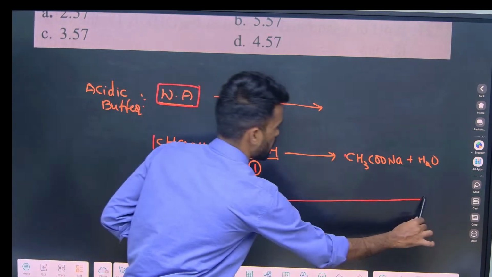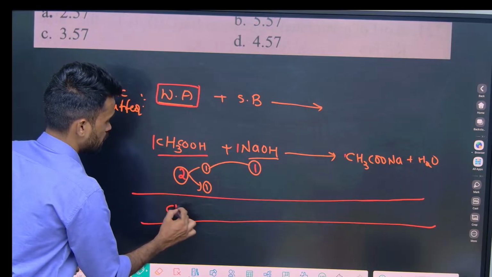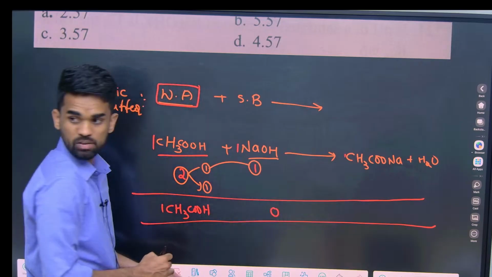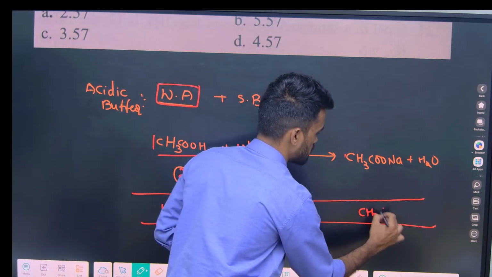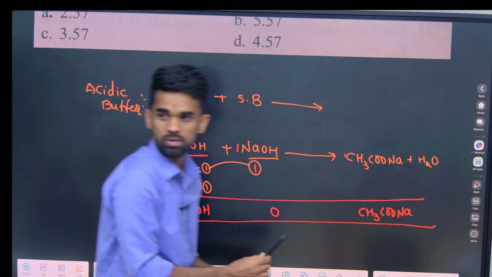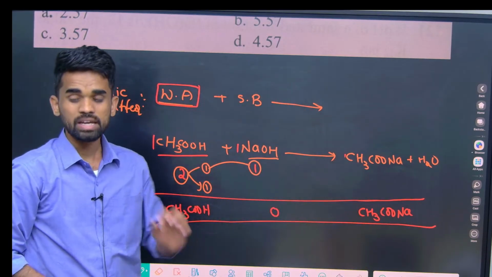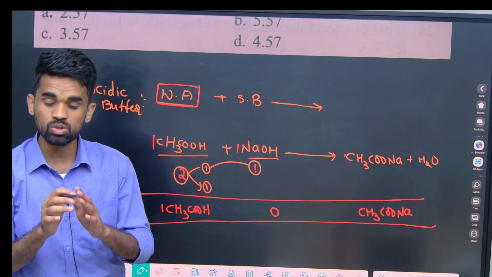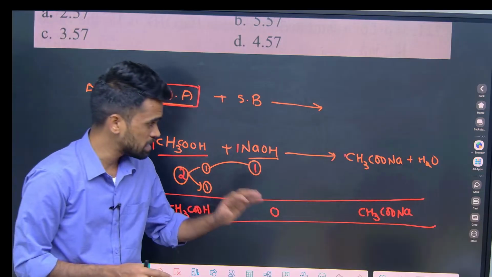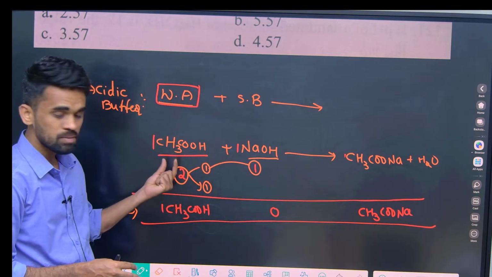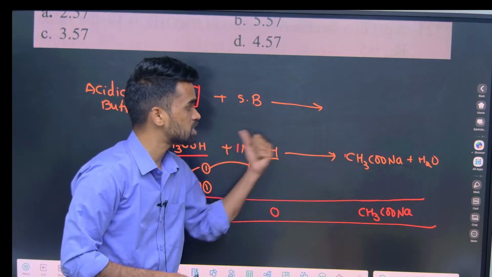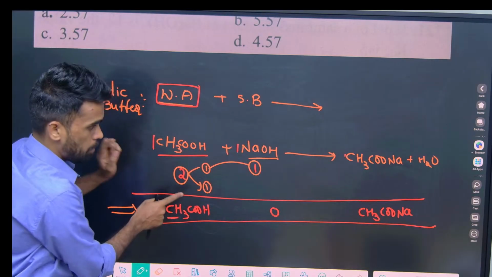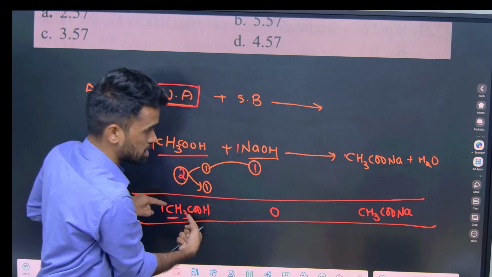So now after the reaction, what are we going to get? We are going to get 1 mole of acetic acid solution, 0 mole of NaOH, and 1 mole of sodium acetate. This is the resultant mixture we have. This resultant mixture is called an acidic buffer. An acidic buffer is a combination of a weak acid plus the salt of that weak acid with a strong base.